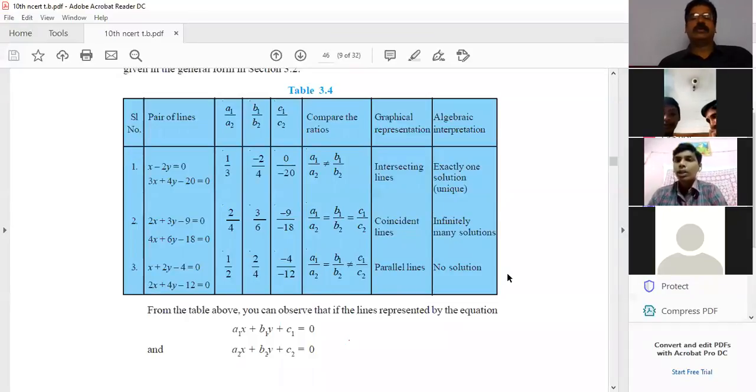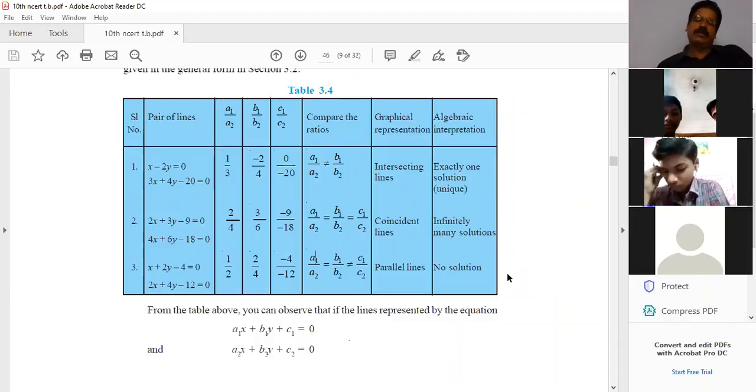Next, if A1 by A2 is not equal to B1 by B2, then they are intersecting lines. Yeah, exactly. Then there is exactly one solution, and they are consistent. Okay.